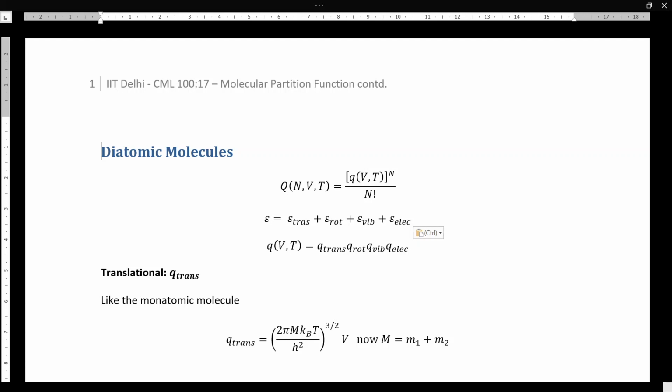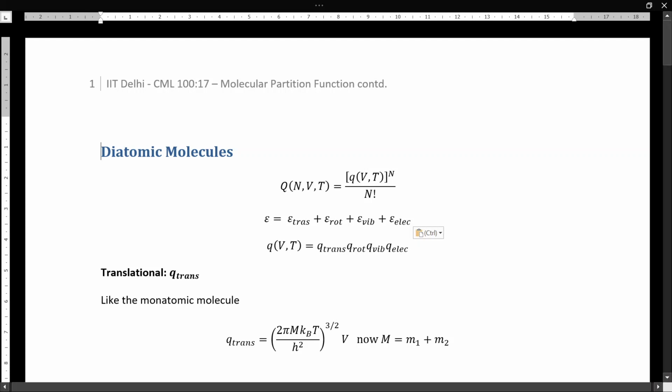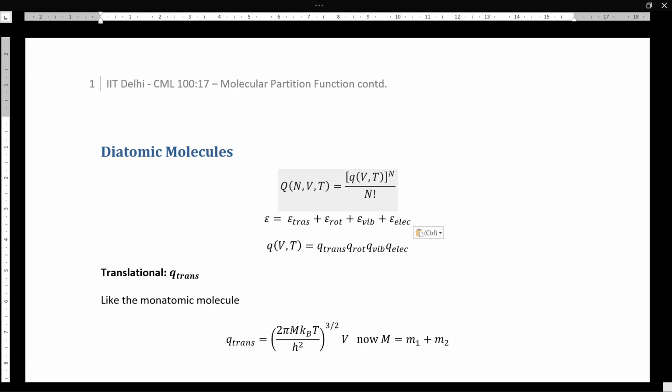So the partition function Q, which is a function of capital N, capital V, capital T, the amount of the substance, volume, and the temperature. We've seen already it is given by the molecular partition function, small q, which is a function of the volume and the temperature, raised to the power N divided by factorial N. Now, factorial N because we are dealing with identical, non-interacting, indistinguishable particles, right? So this is what we are going to use.